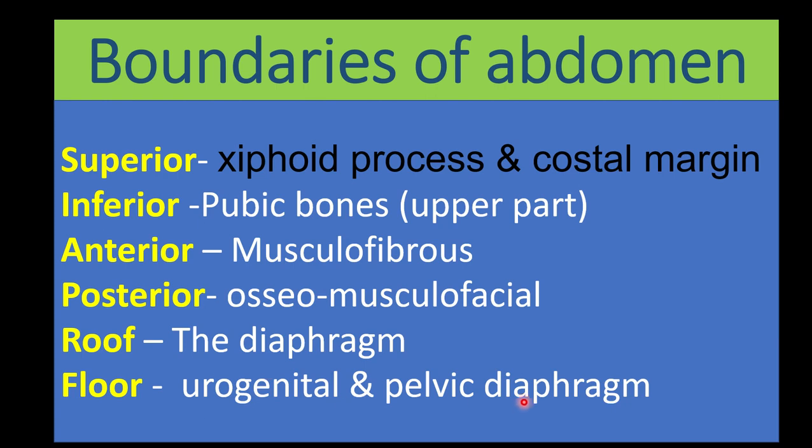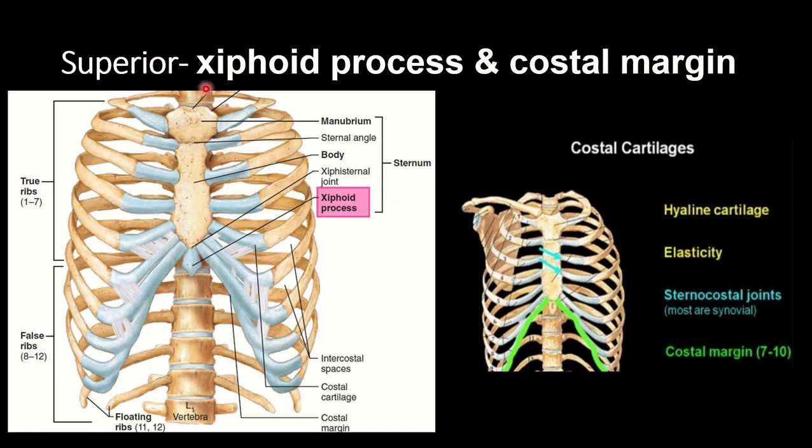So let's see the pictures. First of all, superior boundary. It is formed by xiphoid process and costal margin. So we can see here a small projection in the upper part, and it is called xiphoid process. And from the xiphoid process on each side there is a margin. This is called costal margin.